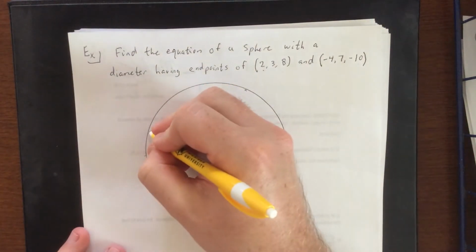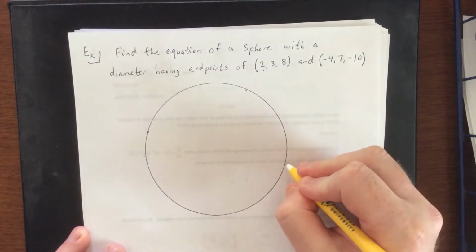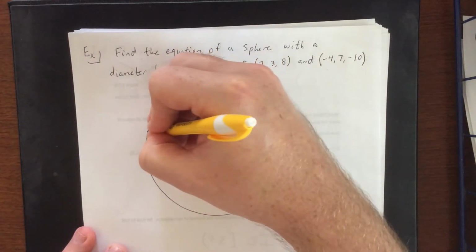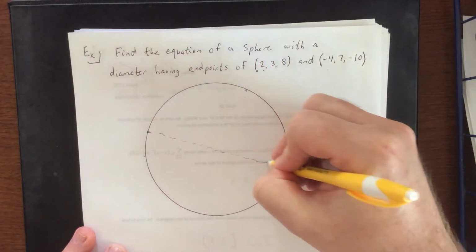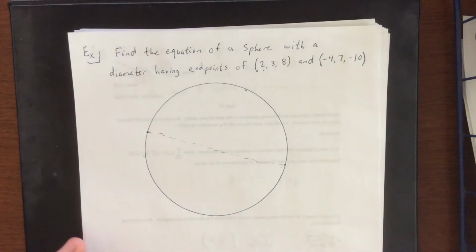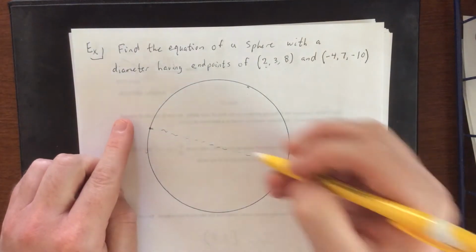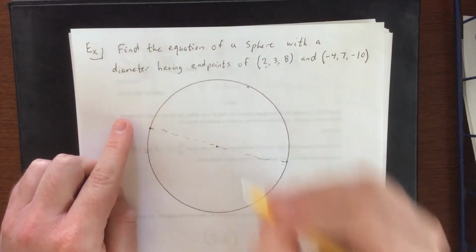So if you know endpoints of the diameter of a circle, similar to what you would see right here, endpoints of a diameter. Diameter is defined as a chord of a circle that actually passes through the center.